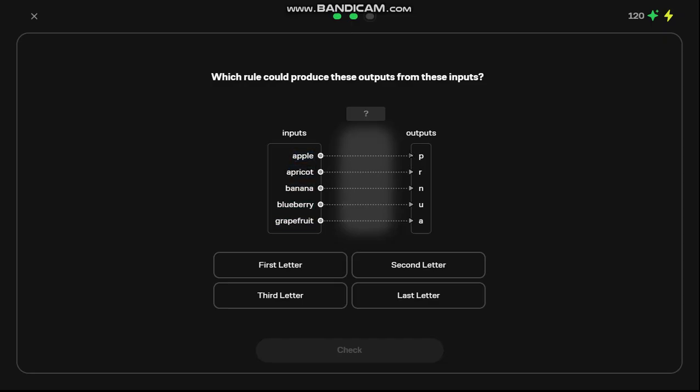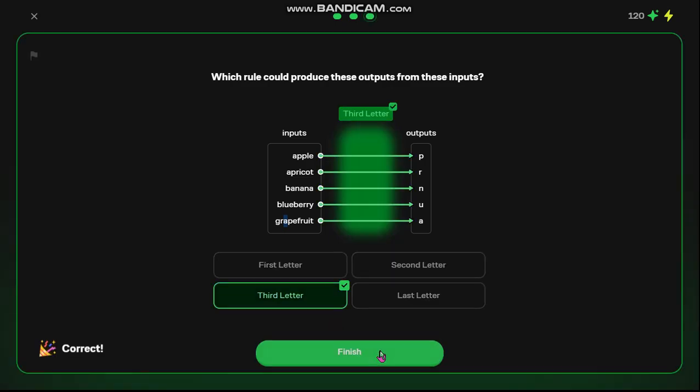Next, apple into P. Apricot equals R. Banana equals N. Blueberry equals U. And grapefruit equals A. So, what are the letters? Apple might be letter 2 or 3. But apricot is letter 3. Banana is also letter 3. Blueberry is also letter 3. Okay, so I think it's the third letter.